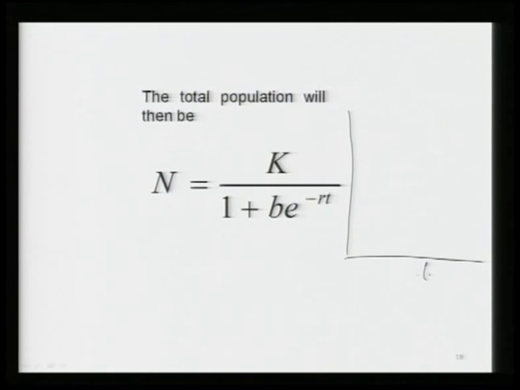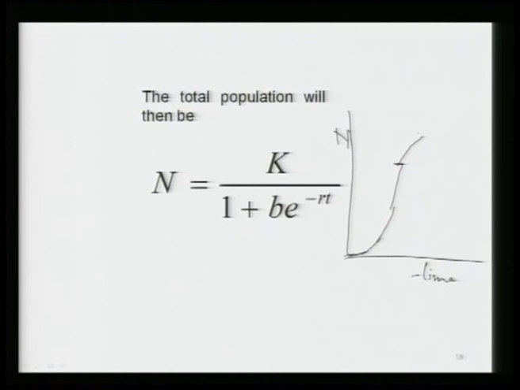It is interesting. If I want to show this, then this model would look like this: t, time, on the x axis, n on the y axis. Gradually, we start with a small population, and as time passes, population is increasing, but at a slower rate of growth in the beginning. With time, the rate of growth of population is increasing. It may increase further. A time comes when the rate of growth starts declining, although the population is still growing.